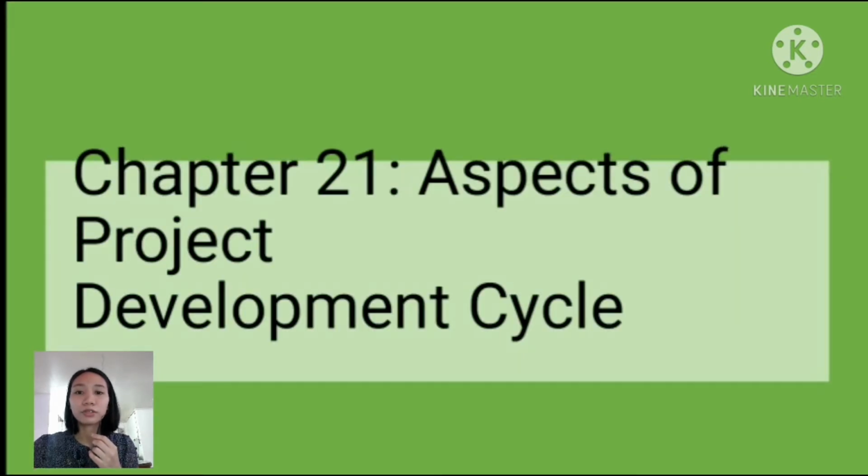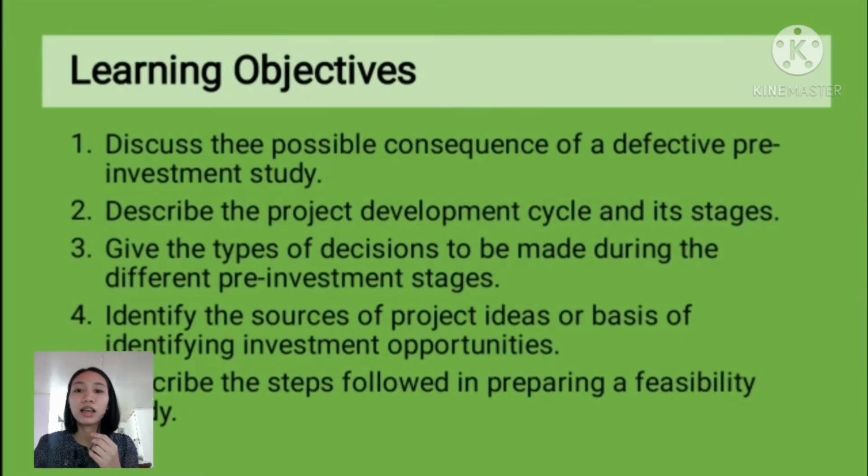So first is chapter 21, Aspects of Project Development Cycle. The learning objectives of this chapter are to discuss the possible consequences of defective pre-investment study, describe the project development cycle and its stages, give the types of decisions to be made during the different pre-investment stages, identify the sources of project ideas or basis of identifying investment opportunities, and then describe the steps followed in preparing a feasibility study.